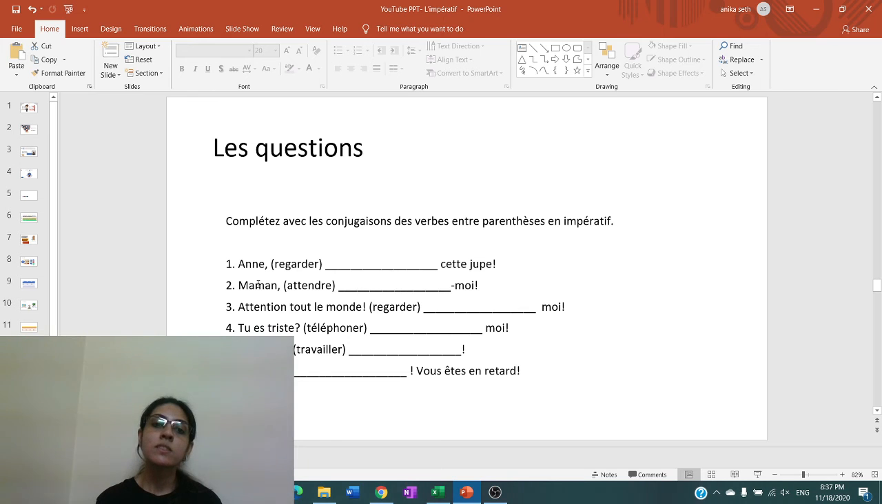Then is tu es triste, téléphonez-moi. So téléphoner is the verb. Since the sentence is starting with tu, we know that this has to continue in the informal way with tu only. So conjugate the verb téléphoner with tu in the present tense, that is téléphones, ending with es. Now since it is an ER verb, remove the s and this just becomes téléphone-moi.